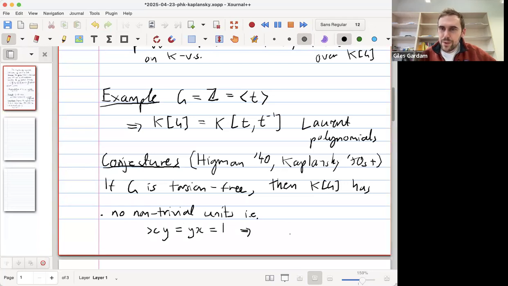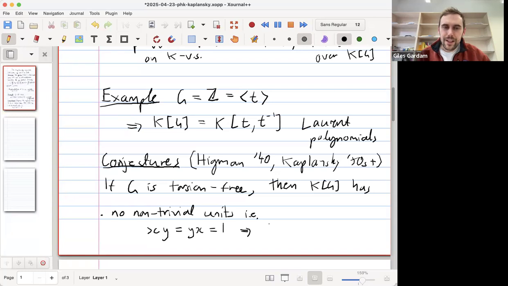Well, there are always lots of units in the group ring because every element of the group, when thought of as an element of the group ring, is itself a unit. Formally it's 1 times the group element. That's always a unit. And of course, any non-zero element of the field also gives me a unit, the element of the field times the identity from the group. So there's tons of units, but these are so-called trivial units. And the conjecture says those are the only units we have.